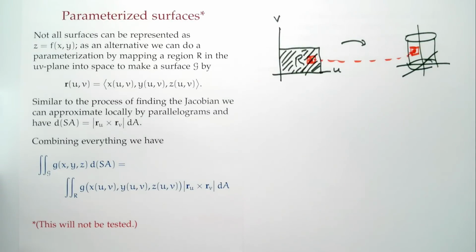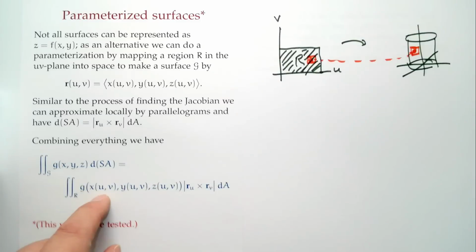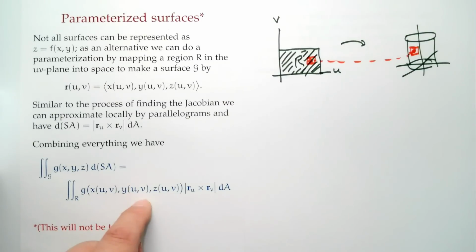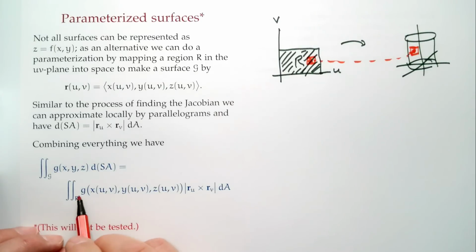And once you have that, then now you can do surface integrals with parameterized surfaces. You write everything in terms of u and v. So x, y, and z become everything in terms of u and v. So the corresponding x of u and v, y of u and v, z of u and v. dSA becomes that magnitude of that cross product. And you integrate over region R. And this R here, this is in the UV plane.